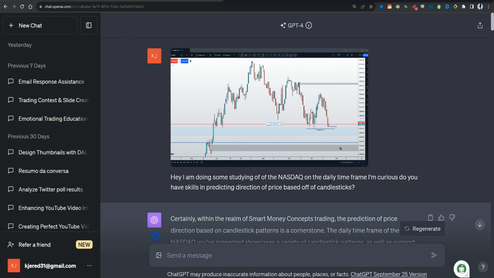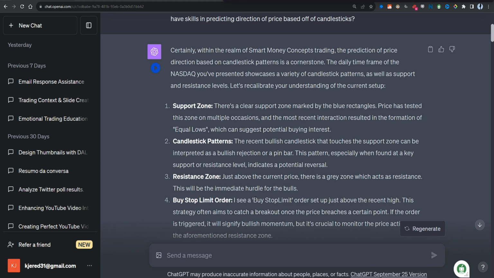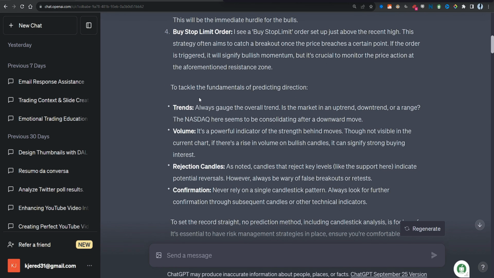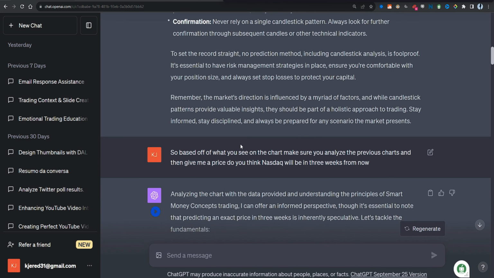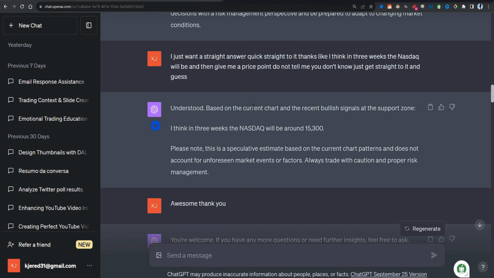I am doing some studying of the NASDAQ on the daily time frame. I'm curious, do you have skills in predicting direction of price based off of candlesticks? And then, yeah, it busted out the analysis, and then I had to be a little bit more straightforward. So I said, based off of what you see on the chart, make sure you analyze and then give me a price. Where do you think price will be in 3 weeks? Give me an exact price point. And it said, understood. Based on the current chart and the recent bullish signals at the support zone, I think in 3 weeks the NASDAQ will be around 15,300. I said in 3 weeks from now, we'll have to make another video showing if it was correct or not.